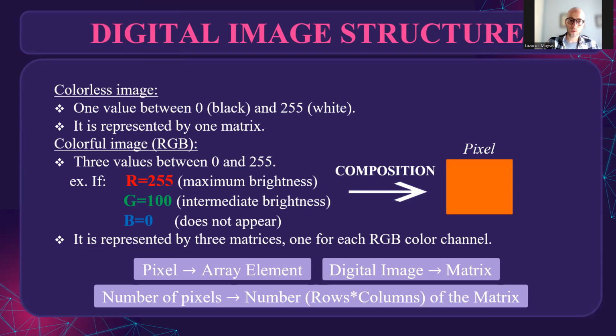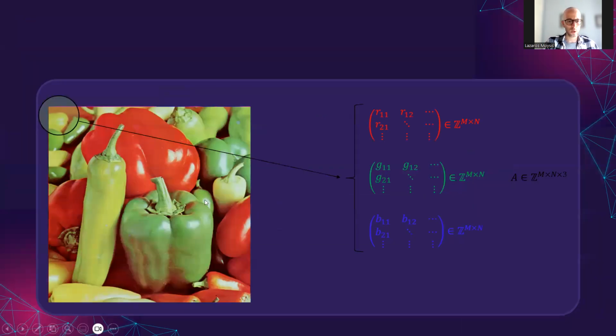And the same holds for RGB. For example, let's say that one element has the value of 255 in the red matrix, 100 in the green matrix, and 0 in the blue matrix, and their combination will give us this specific pixel color. Simple as that. So this image, for example, which is colored, is represented in the computer by these three matrices, and each matrix has integer values between 0 and 255. So just the basics for the image.